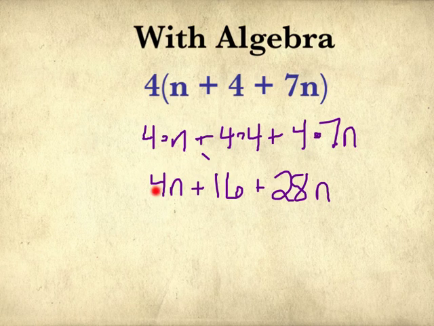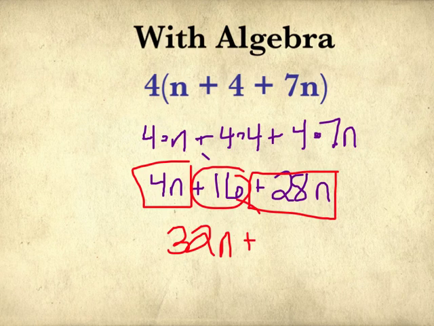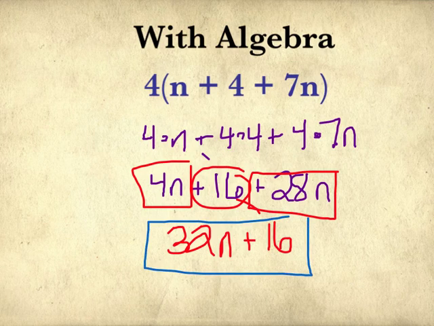You would be adding those together. So if we have 4n plus 28n, we want to make sure we pay attention to what that symbol is telling us. We're going to be adding the 28n and the 4n, which would be 32n plus, we bring this part down, 16. Now our answer is as simplified as possible, and we are complete.